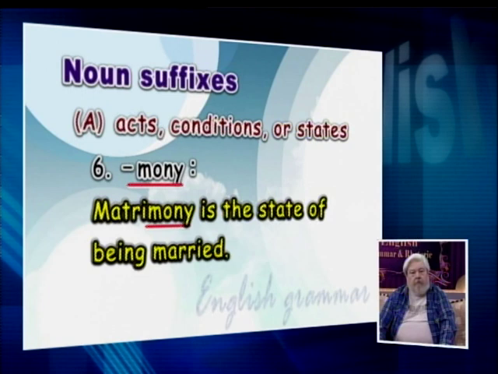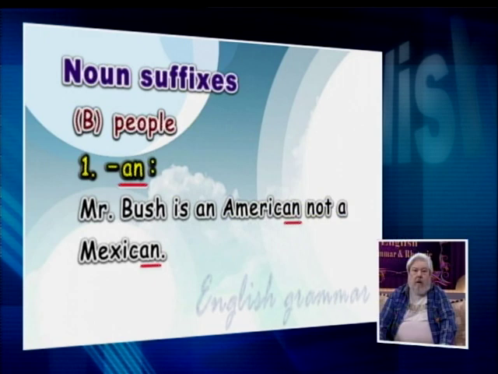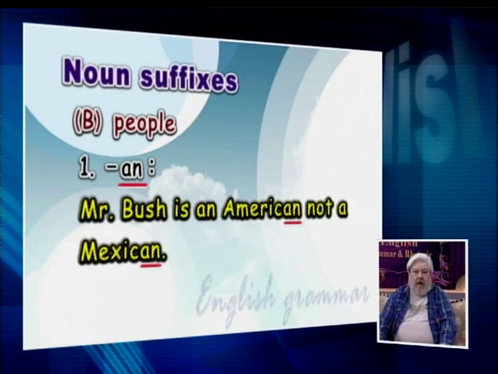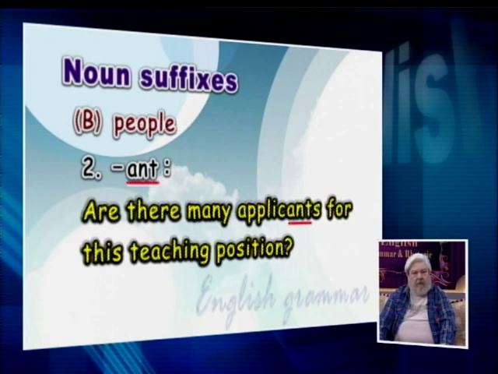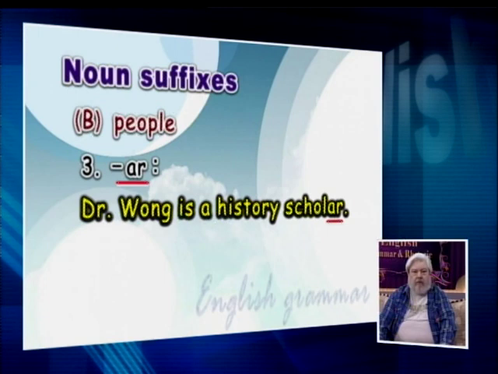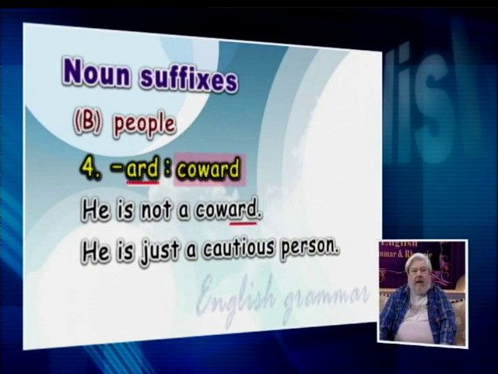Suffixes referring to people. AN. Mr. Bush is an American, not a Mexican. ANT. Are there many applicants for this teaching position? AR.Dr. Wong is a history scholar. ARD. He is not a coward. He is just a cautious person.